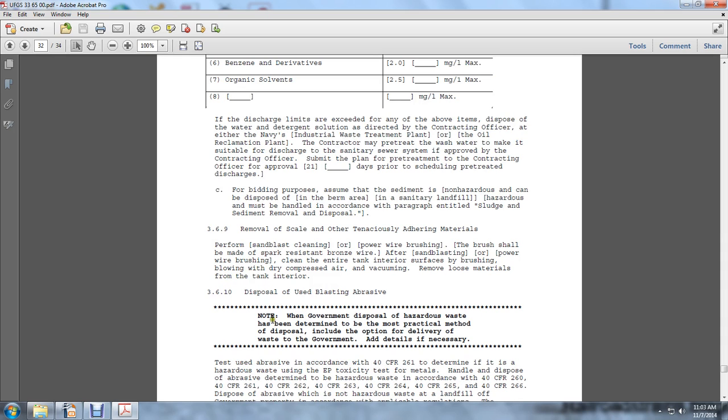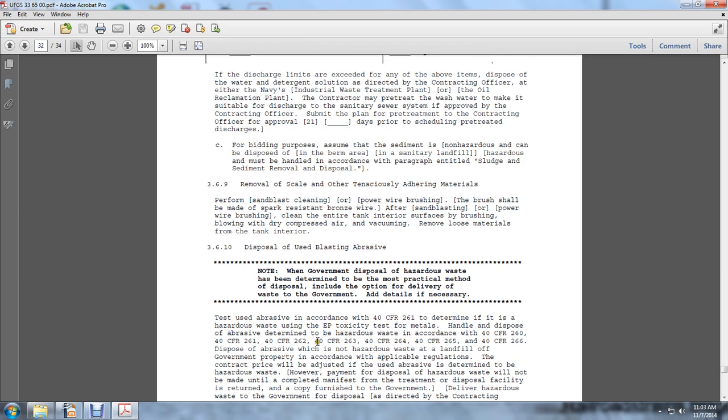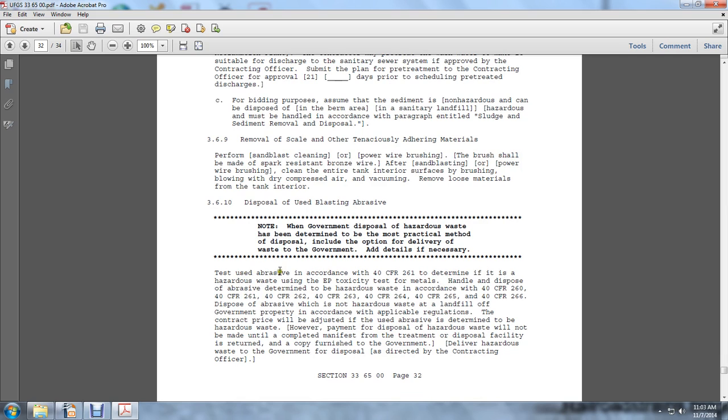3.6.10 Disposal of used blasting abrasive. Where the government determines hazardous waste disposal to be the most practical method, including the option of delivery to the government, test the abrasive in accordance with Title 40 to determine if it is hazardous waste, using EP toxicity testing for metals. Handle and dispose of hazardous waste in accordance with Title 40 Code of Federal Regulations parts 260, 261, 262, 263, 264, 265, and 266.